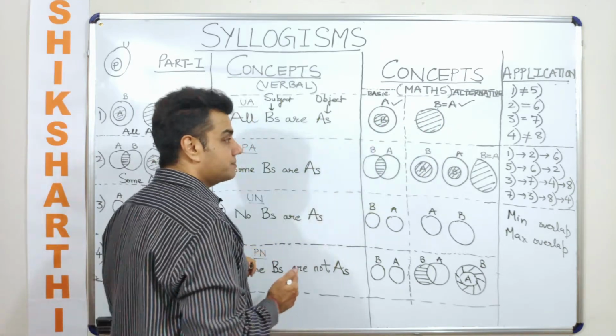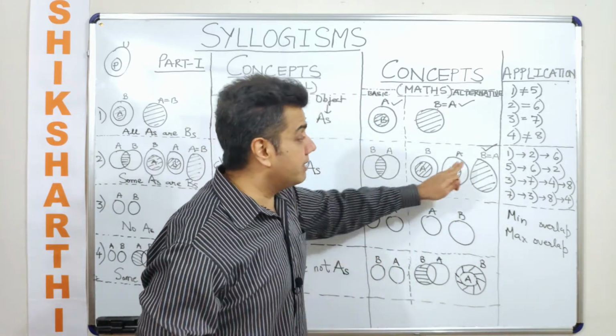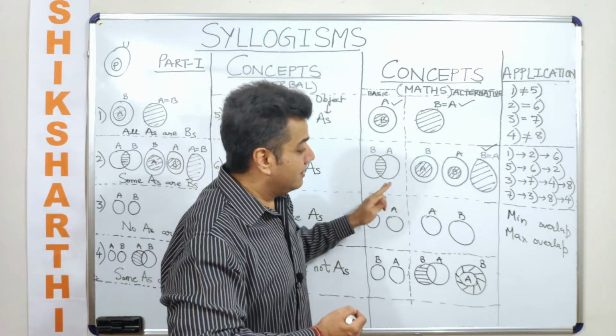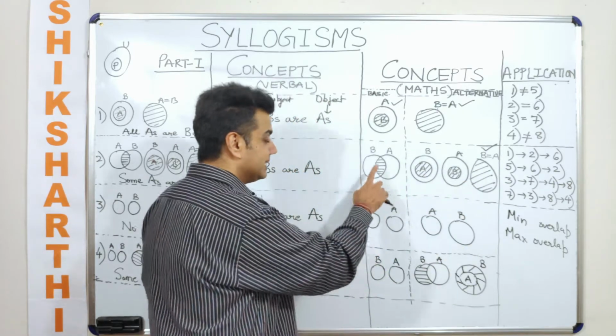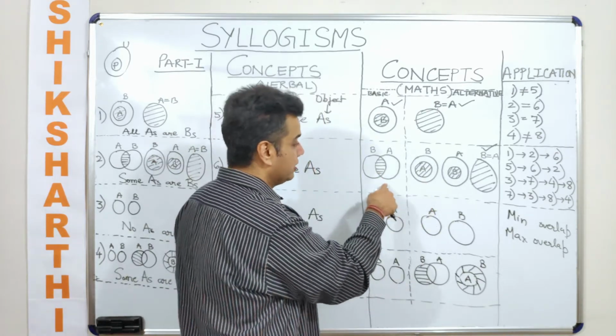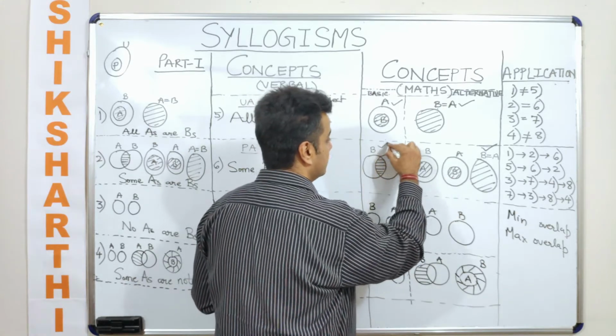In this case, this is the diagram for minimum overlap. This is the diagram for maximum overlap. Now if I have to consider it for minimum overlap, I can consider exactly one of these 3 possibilities. So I can choose this, I can choose this, I can choose this. I suggest that you should choose this.